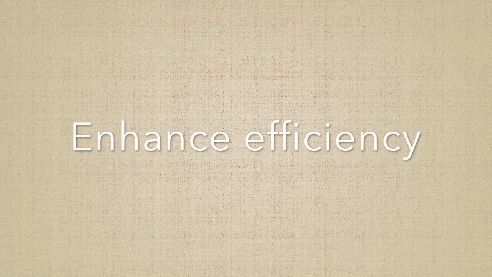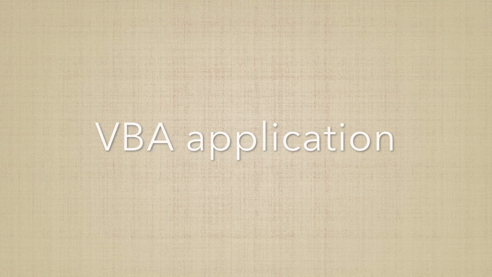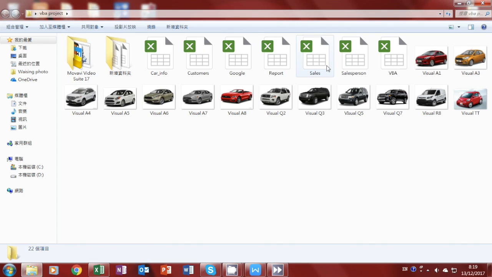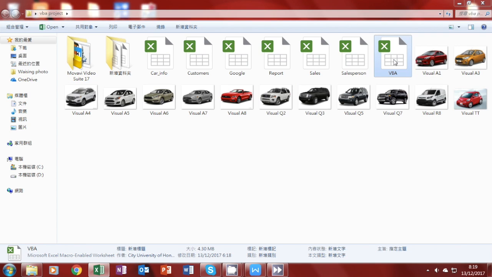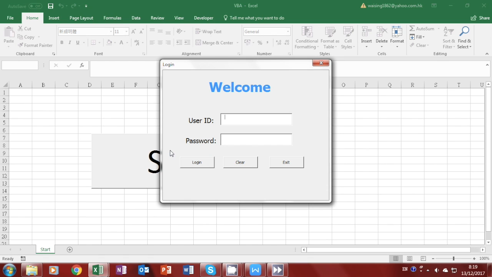In order to enhance the efficiency and minimize error made during the Excel operation, we suggest the company to develop a VBA application. In the second part, we will demonstrate on how the developed application works step by step. First of all, open the macro-enabled Excel file named automobile.xlsm. Then click on the Start button.